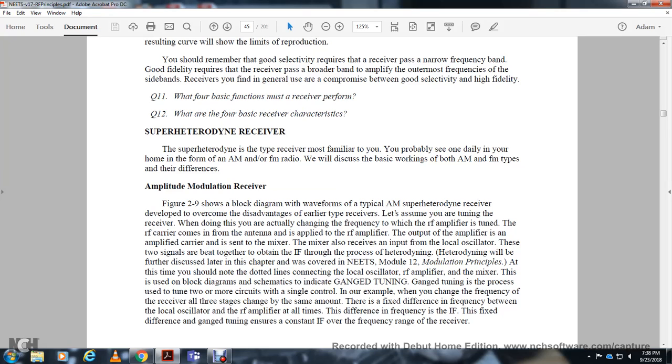Now, the superheterodyne receiver. The superheterodyne is the type of receiver most familiar; you probably see this daily in the home in the form of an AM or FM radio. You may discover the basic workings of both AM and FM and their differences.